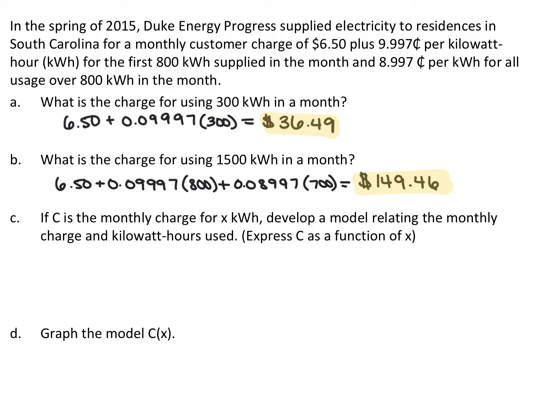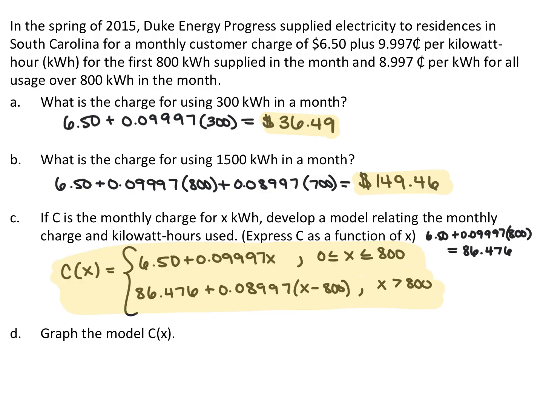So now that we have that, see if you can use this idea to create a piecewise function that represents the cost C as a function of x kilowatt hours. So for the first part, it's pretty straightforward. There's the 6.50 plus the 0.09997x, where x is how many hours, and that's for 0 is less than or equal to x is less than or equal to 800. I made sure I included the 0 because you can't have negative kilowatt hours.